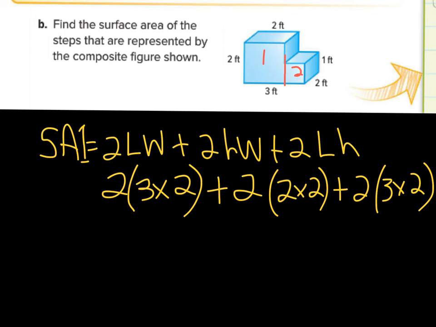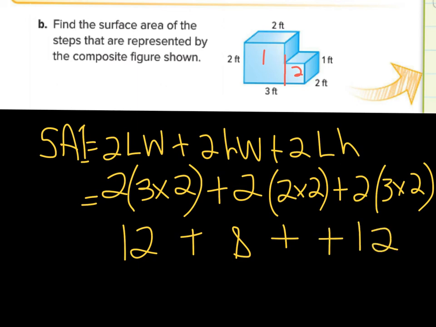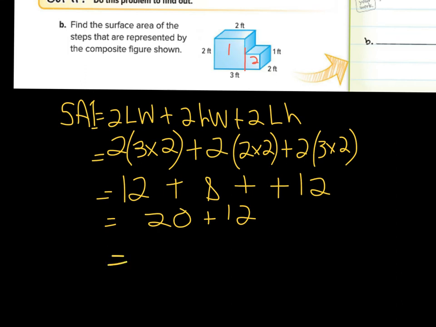So 3 times 2 is 6, and then times 2 is 12. All I did here was 3 times 2 is 6, and then you multiply that 6 times 2 and you get 12. Plus 2 times 2 is 4, times 2 is 8, plus 3 times 2 is 6, times 2 is 12, right? And now we have 20. 20 plus 12 is 32. So there we have 32 feet squared is the first surface area for this one.